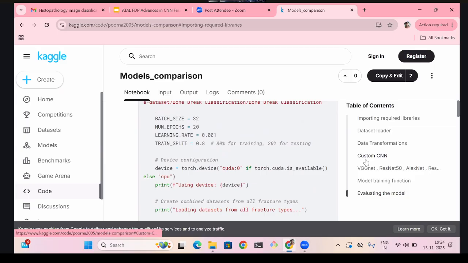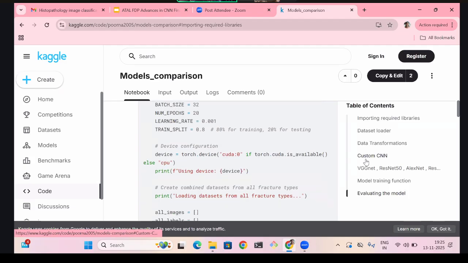So the batch size, number of epochs is 20. The learning rate we have fixed. The train and test split is 80% for training and 20% for testing. This is the train-test split we have given for all the models.